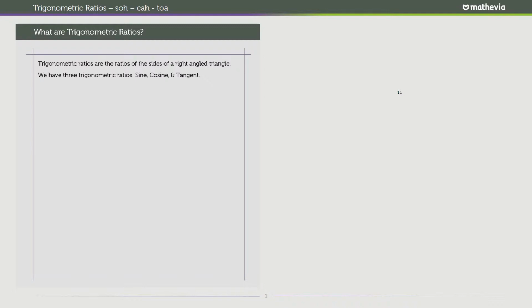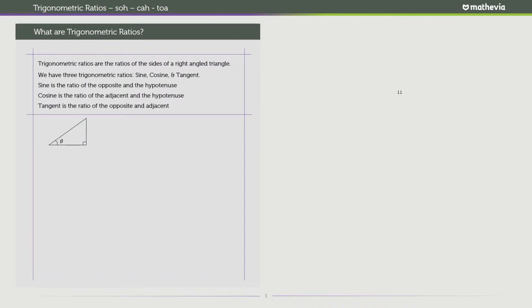And like I mentioned already, these ratios are the ratios of the sides of a right angle triangle. Now, sine is the ratio of the opposite and the hypotenuse. Okay, so ratio of the opposite and hypotenuse. Cosine is the ratio of the adjacent and the hypotenuse, and tangent is the ratio of the opposite and adjacent. Okay, now let's understand all of this.